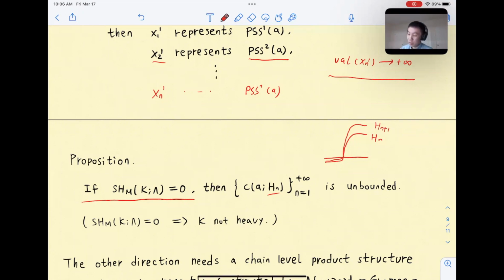Then this would imply that if this vanishes, then K is not heavy, since these H_n can be very close to functions of the type which is 0 on K and positive outside. And heavy says C_1 of those functions should be 0, which contradicts the unboundedness of those spectral invariants. So that's the one direction: vanishing of the relative invariant implies K not heavy.